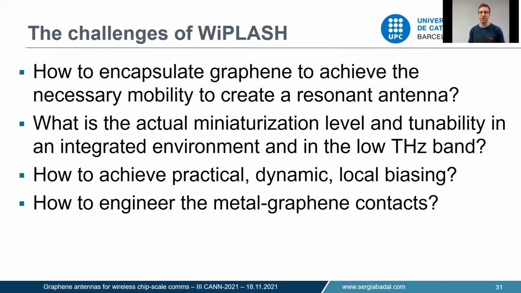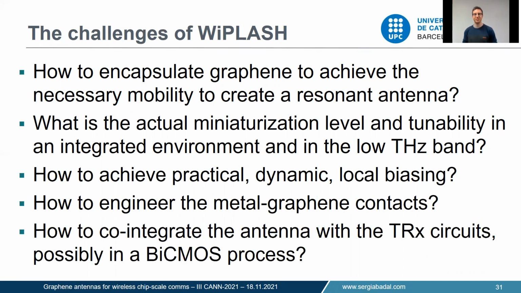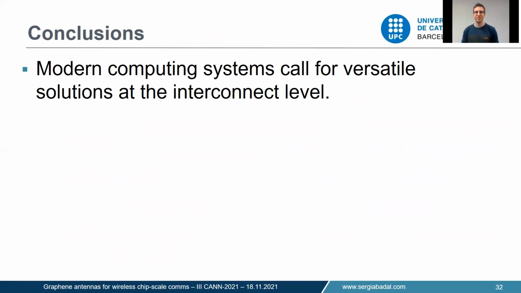How to engineer the metal-graphene contacts so as to reduce the resistivity, and this way being able to actually introduce the signal into the antenna? How to co-integrate the antennas with circuits that might be in other technologies such as silicon germanium, and so on? So these are questions that need to be solved to take this theory or these simulations into a real system.